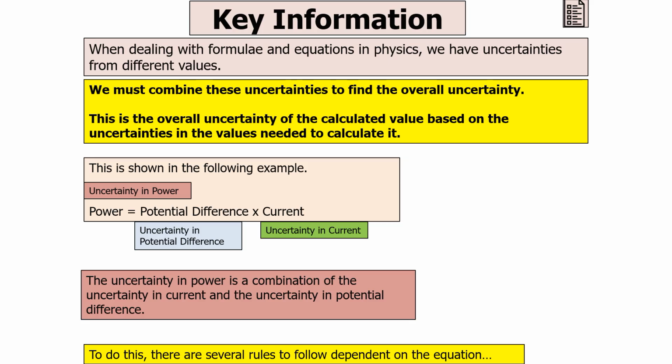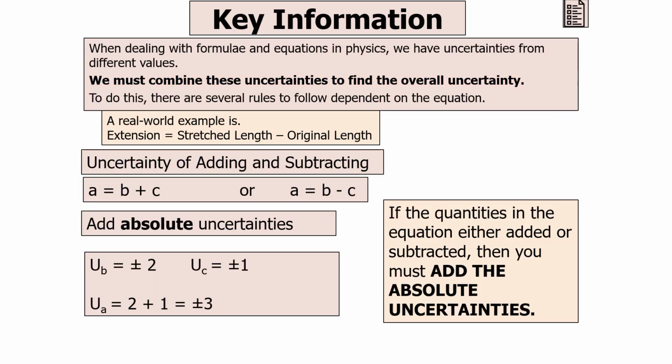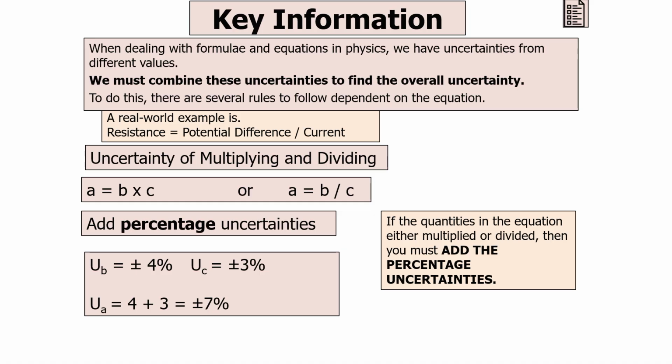Let's look at the rules which allow us to combine uncertainties. If, for example, we are adding or subtracting a value in an equation, for example, extension equals stretched length minus original length, if the quantities in the equation are either added or subtracted, you must add the absolute uncertainties. If you have multiplication or division in an equation, for example, resistance is potential difference over current, in both instances, if quantities are either multiplied or divided, you must add the percentage uncertainties together.